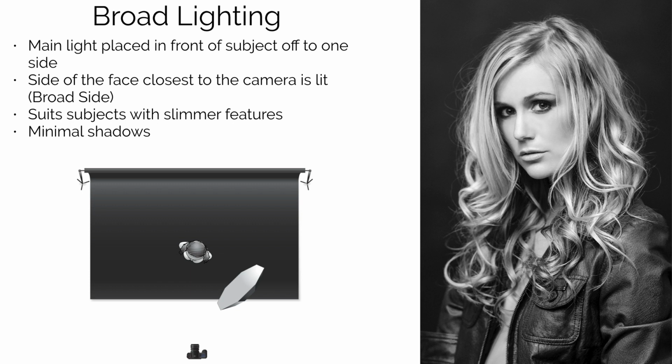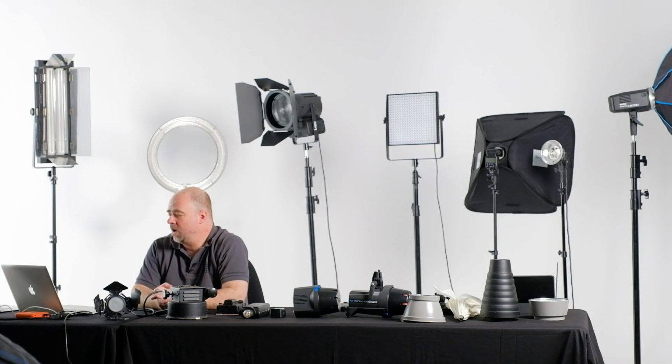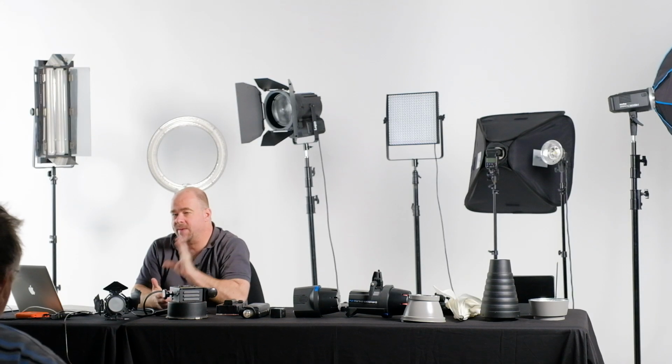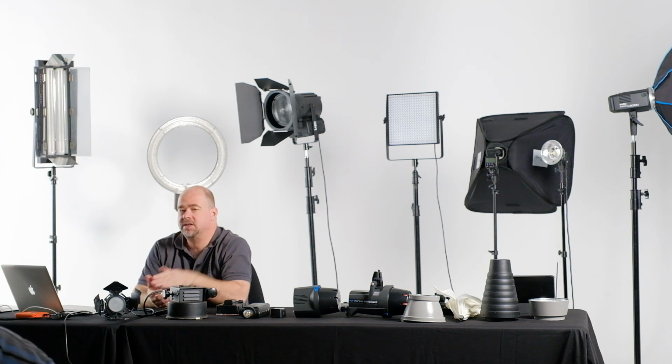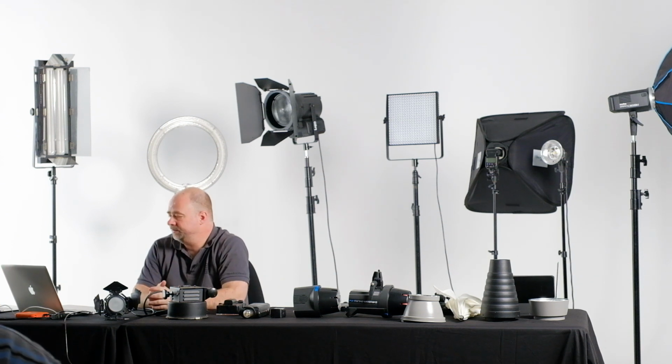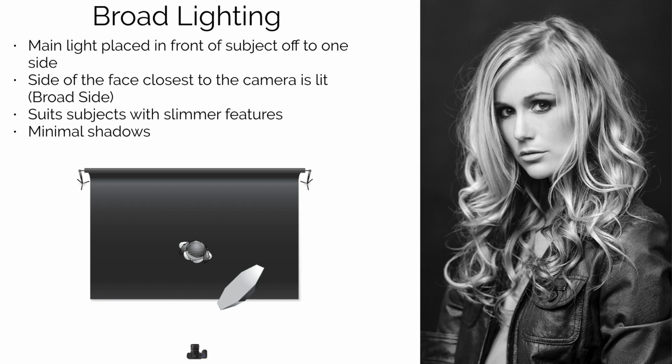Compare that to our broad lighting, and it's basically the opposite. We're lighting our subject from the front, and we're lighting that side of the face that is predominantly shown to the camera. Quite often we're using a bigger light source here that wraps around to the other side as well, or we're using a reflector, so we get minimal shadow with that. So in this situation, it does suit people with a slimmer face. If you were to use this lighting setup with someone with a really, really round face, it's going to exaggerate that a little bit.